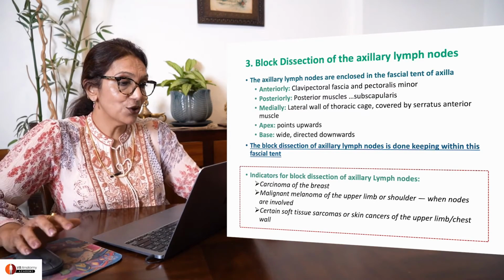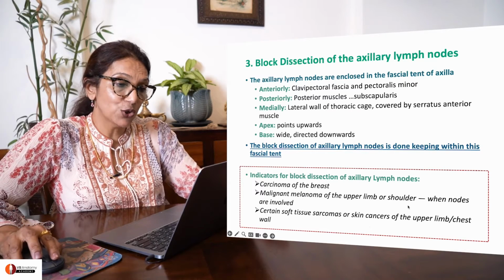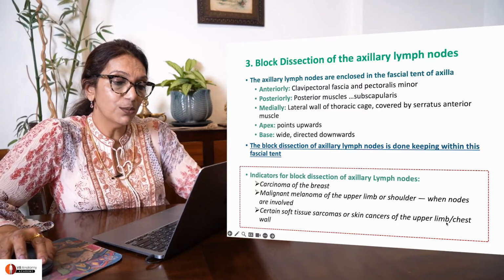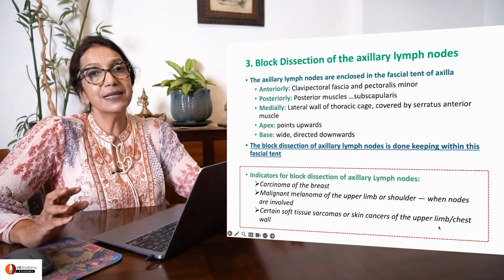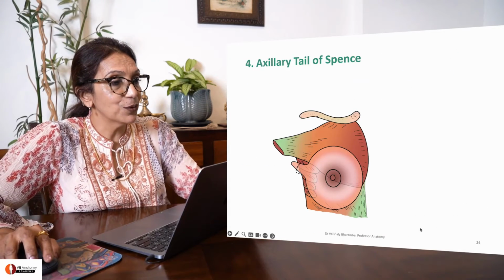Indications for block dissection: carcinoma of the breast, malignant melanoma of the upper limb or shoulder when the nodes are involved, and certain soft tissue sarcomas or skin cancers. For all these reasons, you might have to do a block dissection of axillary lymph nodes.